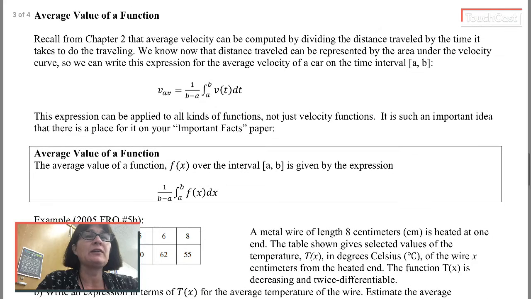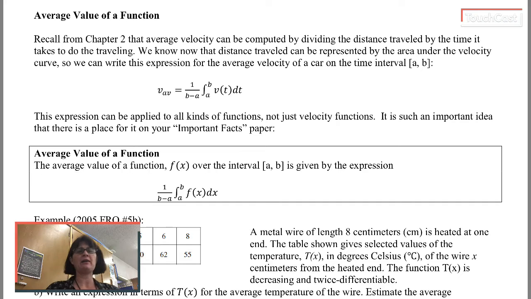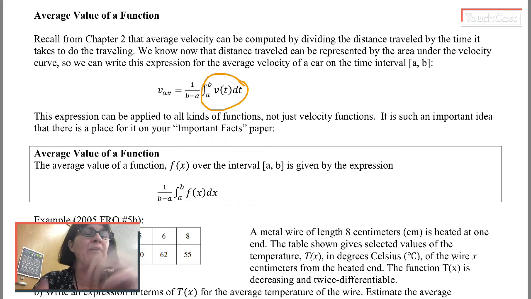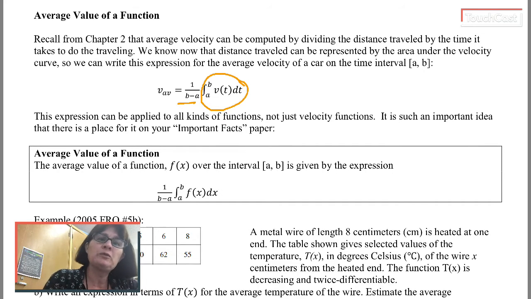So next big idea for this section, the average value of a function. We talked about average velocity being the change in distance divided by change in time. But now we also know that change in distance is the area under the velocity curve between two time values. So if you think about this as the area under the velocity curve, and this as dividing by the change in the time, we have a new expression for average velocity.